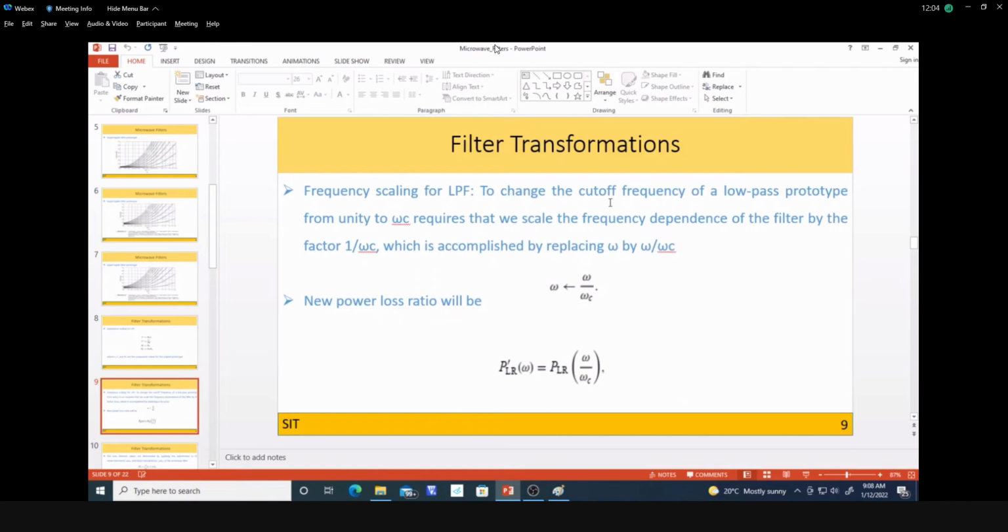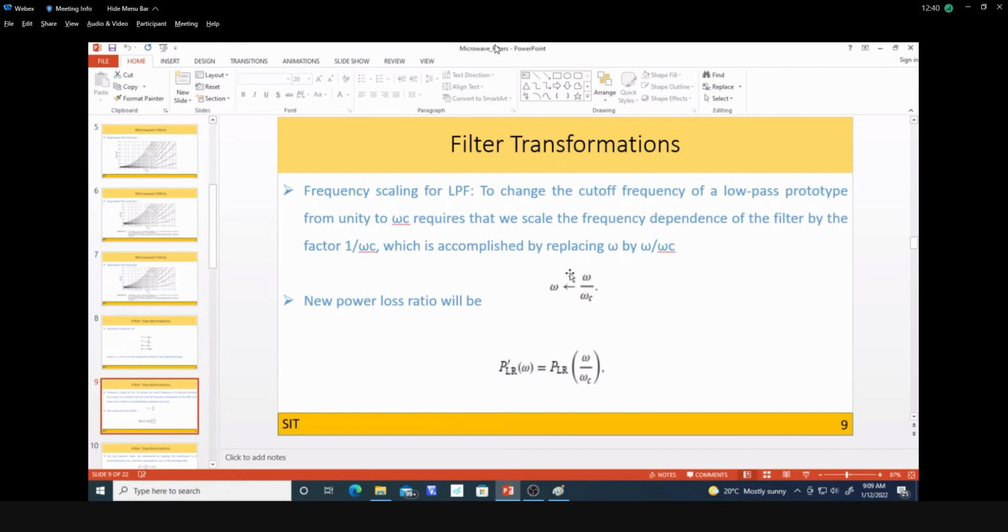Okay. So now to change that cutoff frequency of the low pass filter, from whatever we have taken, 1 radians per second, that unity, this omega c requires the frequency scaling. So that depends on the filter, by the factor of 1 by omega c. So we can convert by using this equation. So we have that equation, omega c equal to 1 radians per second. Now the new omega is obtained by replacing that omega by omega c. Whatever omega by omega c normalized value, 1 radians per second, we have, we can replace it by the omega.